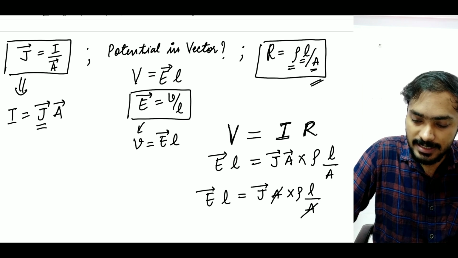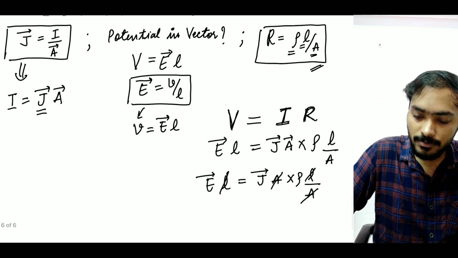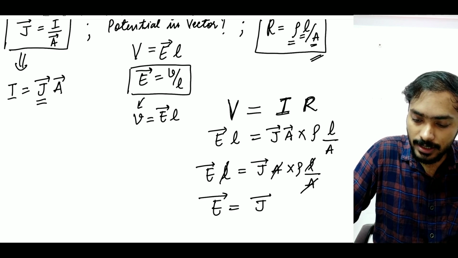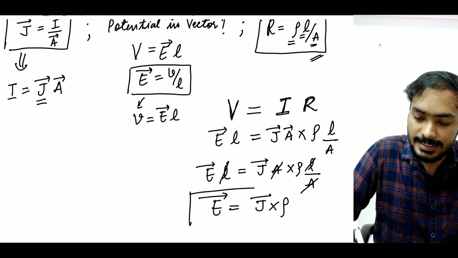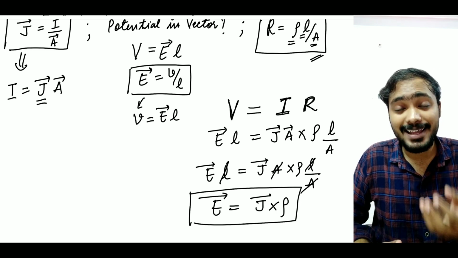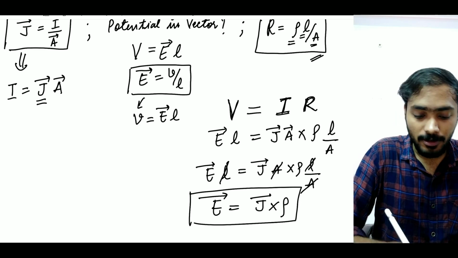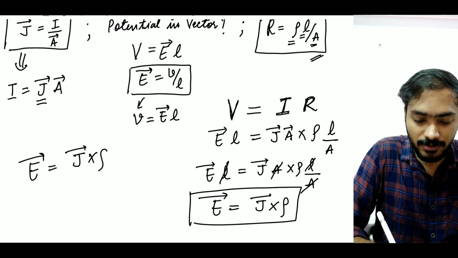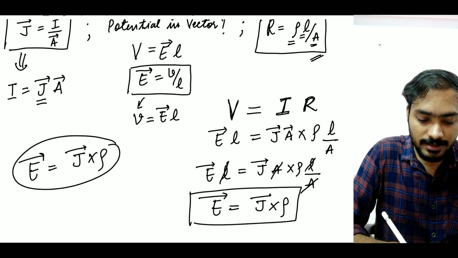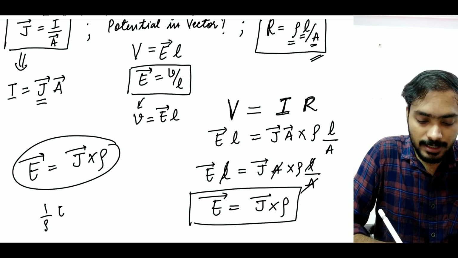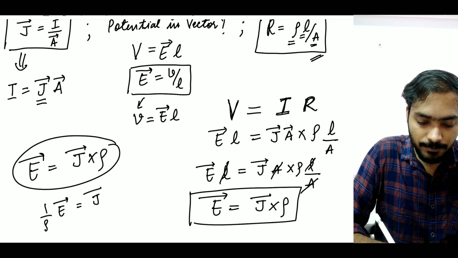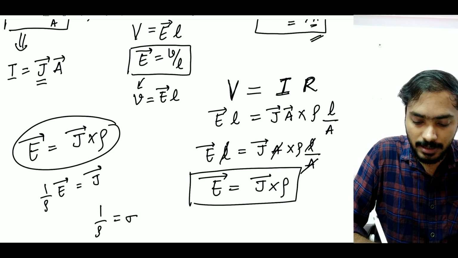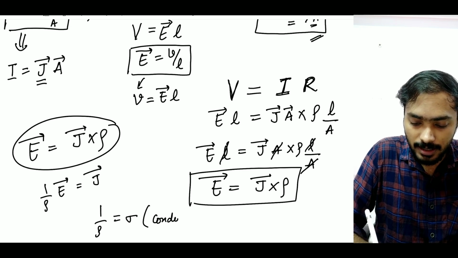Your area will be cancelled out from here, your length will be cancelled out from here, and you will be left with E vector is actually equal to J vector times rho. This is what you call Ohm's law in vector form. That is, your electric field is equal to current density times your resistivity. Sometimes you can write it like this also: 1 upon rho times electric field is equal to J. And 1 upon rho is what you call your sigma, which is your conductivity.